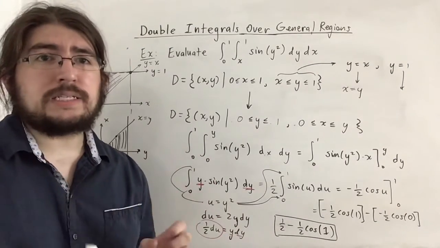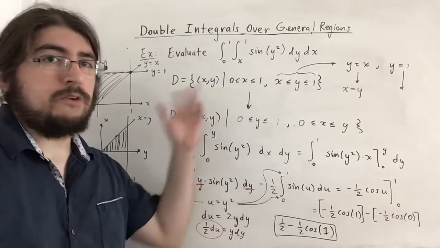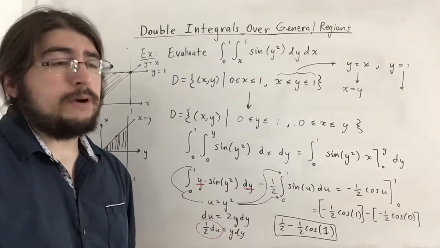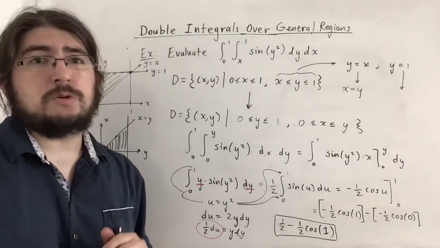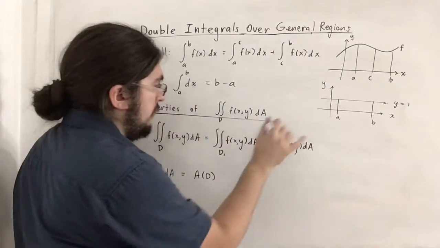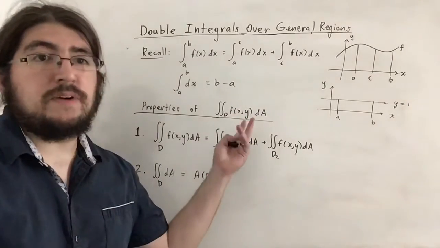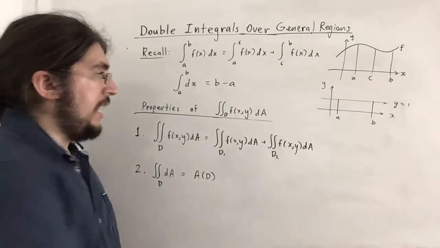And the last thing we need to discuss for this video though are some properties of double integration over general regions. And they're going to be pretty useful in the future. So let's take a look at some of those right now. Okay, so here we're going to discuss these two properties of the double integral over the region D, general region D, of the function f of x comma y dA.